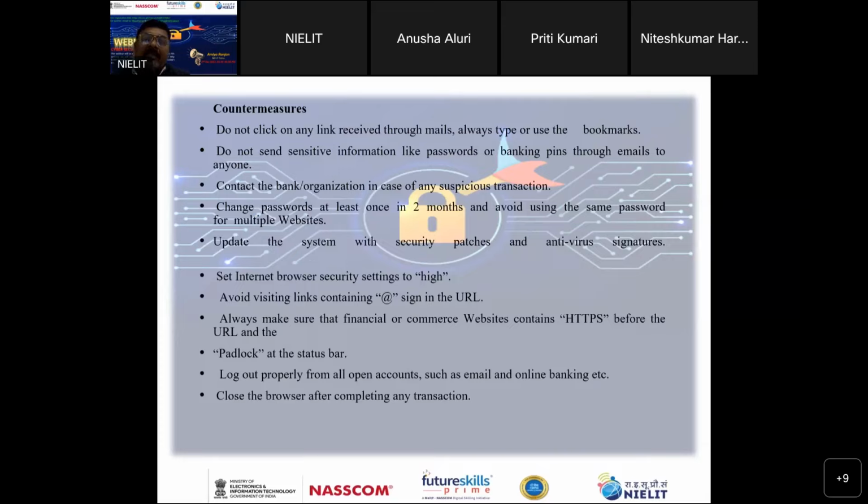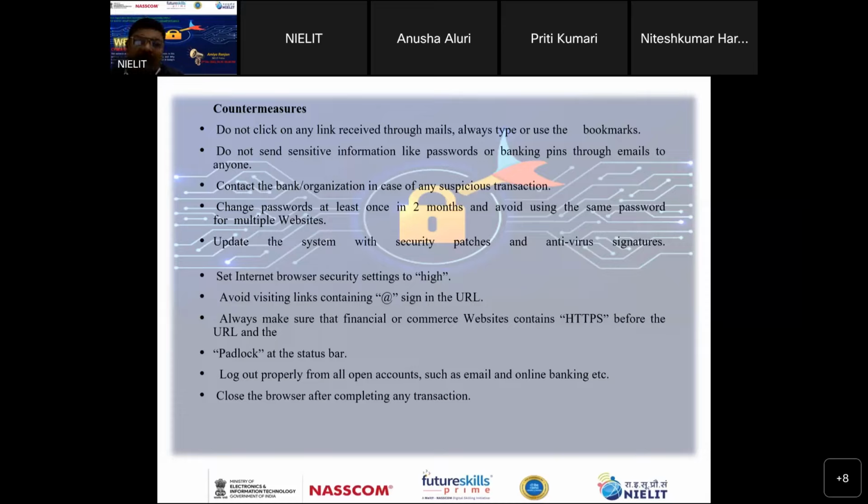Change your password. We have to make a practice of changing passwords at least once in 2 months and avoid using the same password for multiple websites. Update the system with security patches and antivirus signatures. Set internet browser security settings to high. We can do this in our internet security settings.